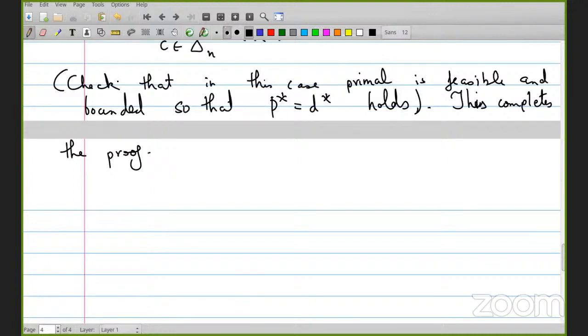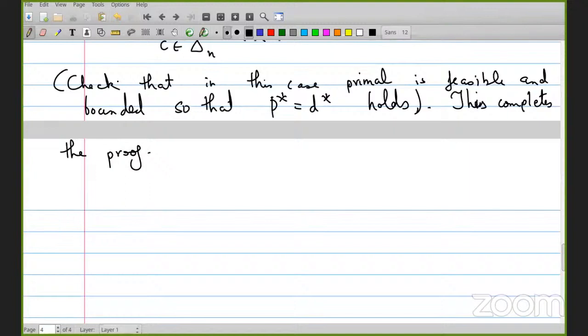So this is something you have to check. It's actually pretty easy because both the factors are bounded and feasible, so they're both easy. The probability distributions exist basically, and because A is a finite matrix, it's easy to check.